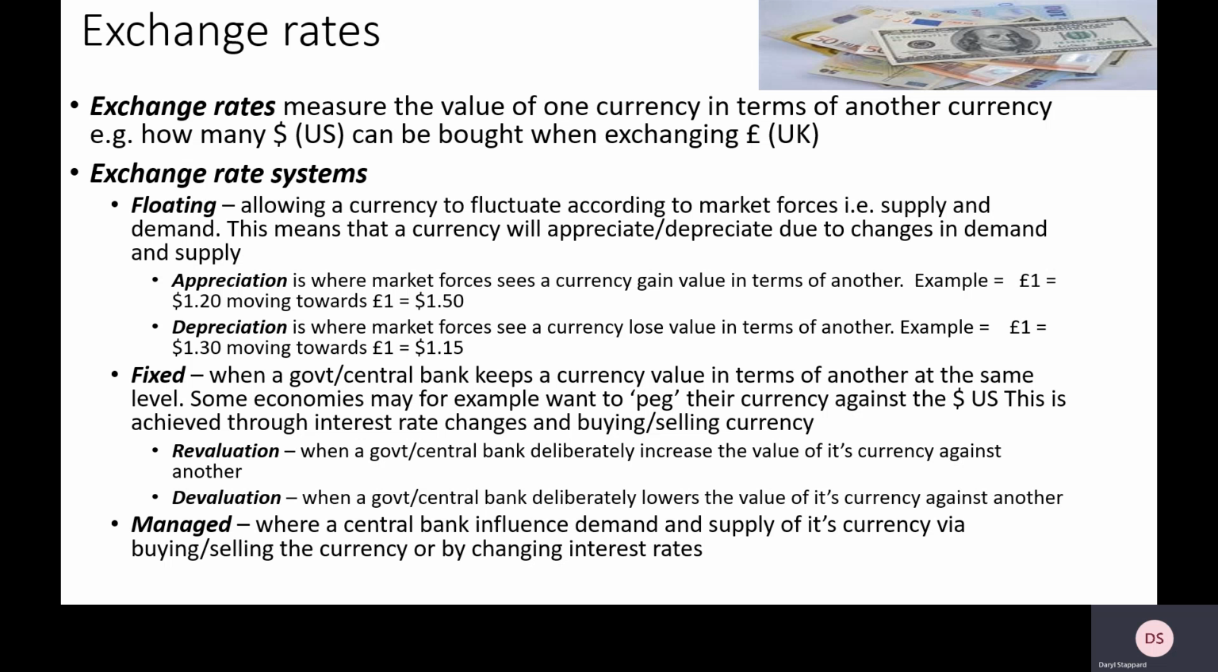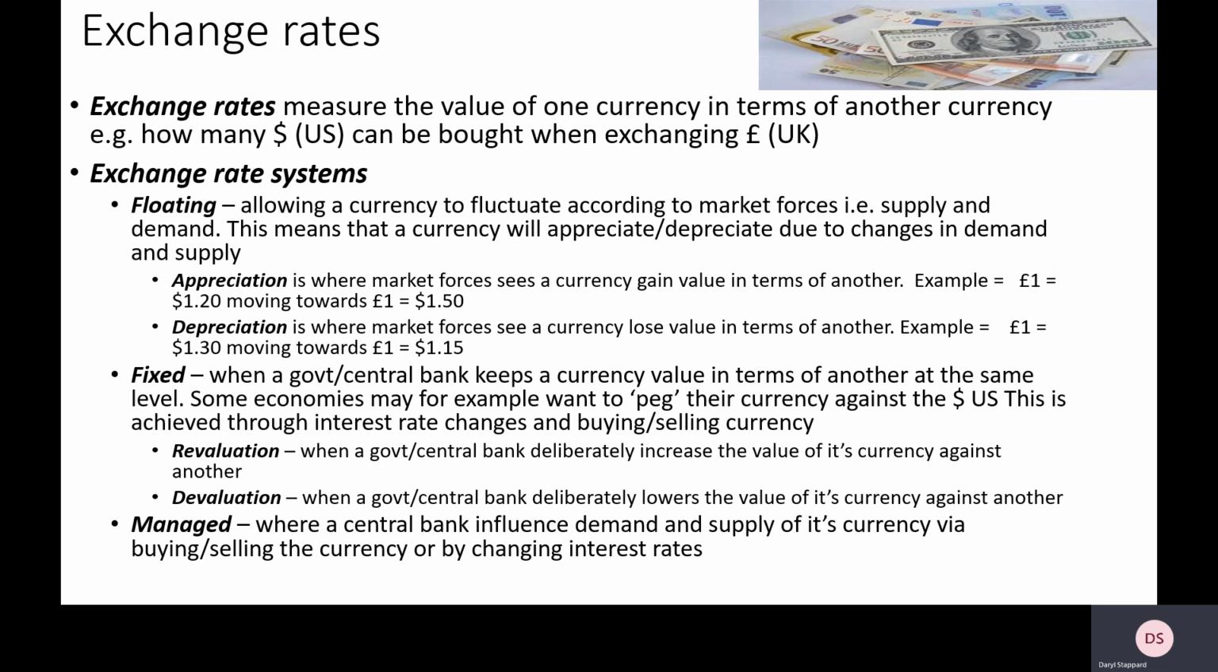The first one is something called a floating exchange rate. And this is where we allow market forces, so the idea of supply and demand, to influence the value of a currency. Okay, so what we should be happy with are the 2 different keywords, appreciation and depreciation. And you've got some numerical examples on this slide.